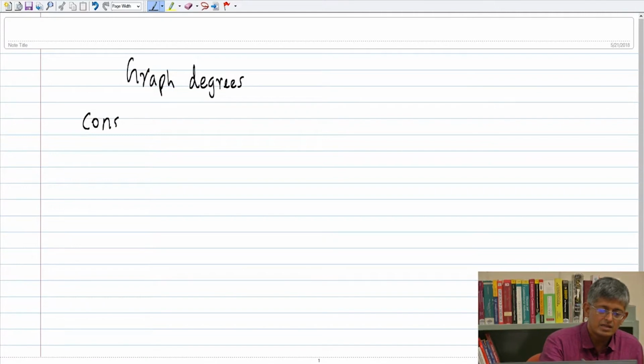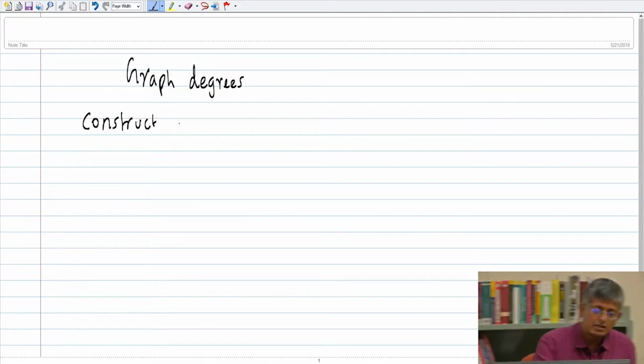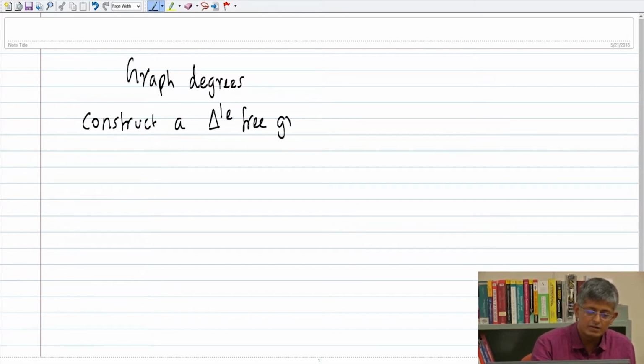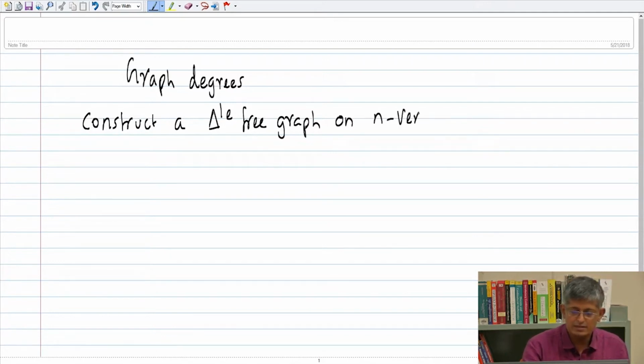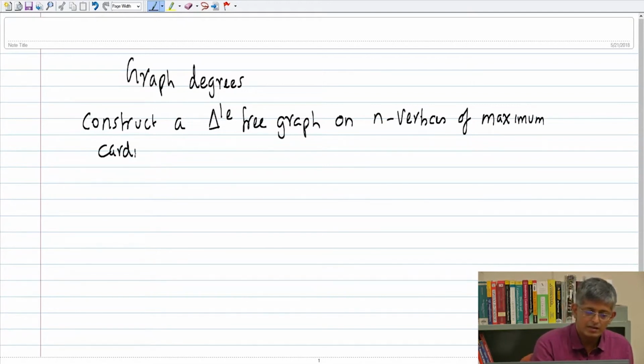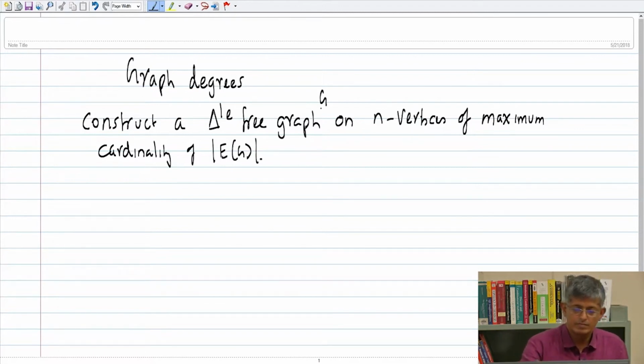Construct a triangle free graph on n vertices of maximum cardinality of U. Right. So this was a question that we stopped with in the last class, right?